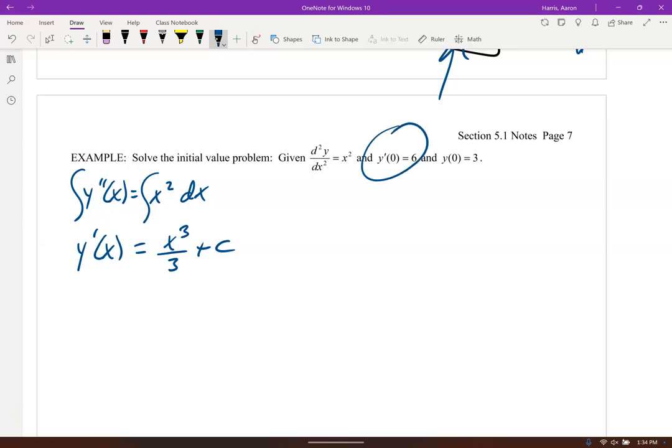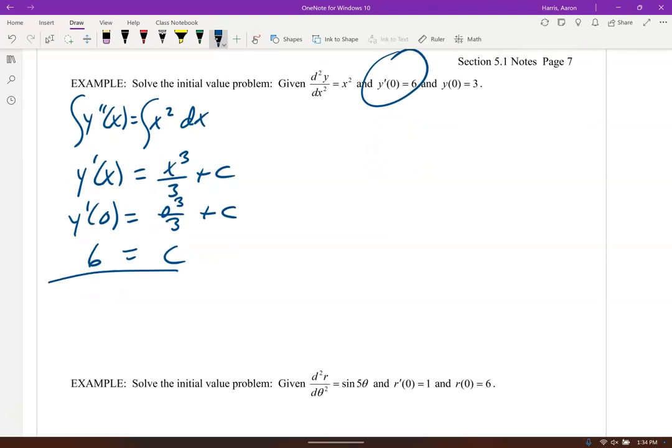Now let me use the fact that y prime of 0 equals 6. So 6 is our constant. So y prime of x is x cubed over 3 plus the constant, which is 6. Now I have the first derivative with my constant. Let's take the integral of that now.